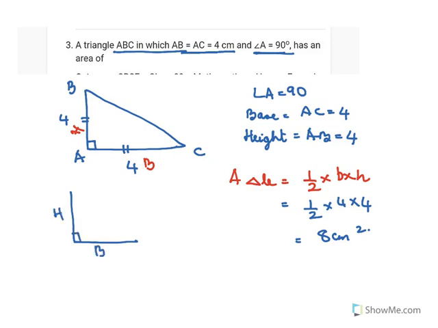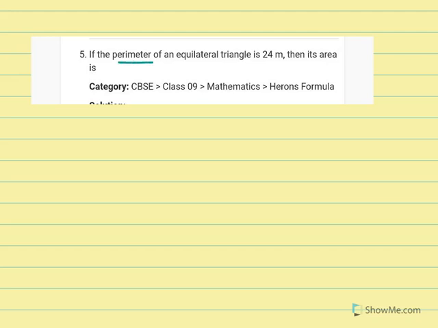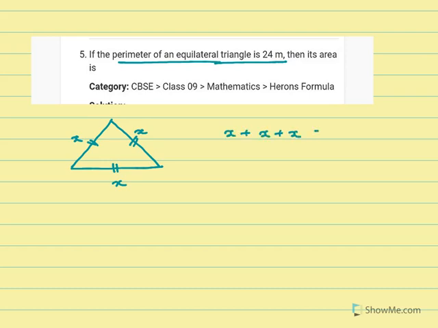degrees. If the perimeter of an equilateral triangle is 24, perimeter means all three sides. In an equilateral triangle, all the three sides are equal. So you have x, x, and x, which means x plus x plus x is perimeter, which is equal to 24. So 3x equal to 24. Your x will be 24 over 3, so your x will be 8.